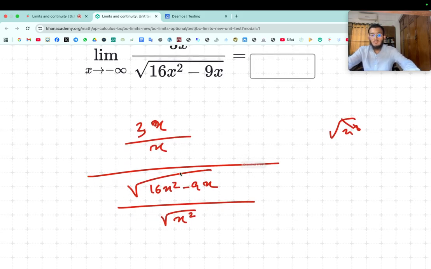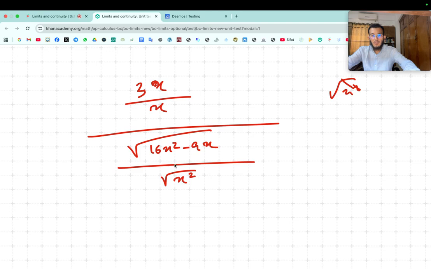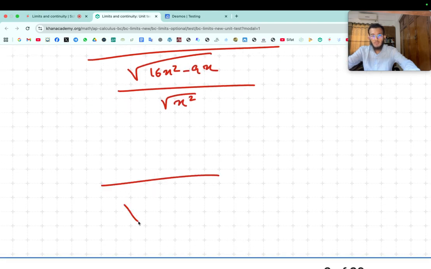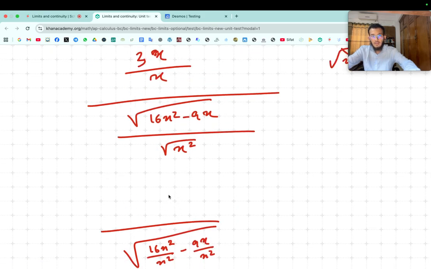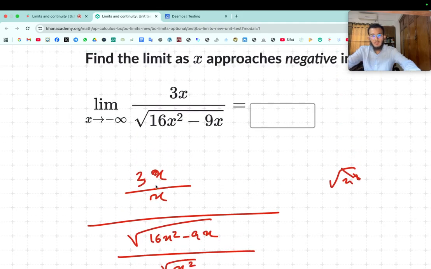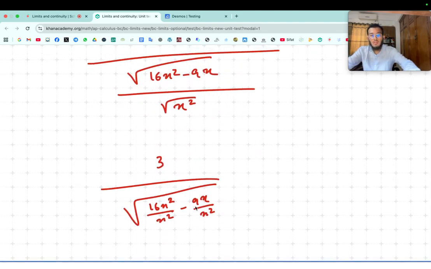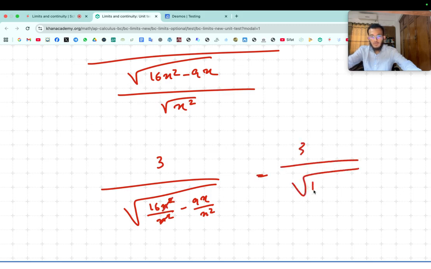3x divided by x is 3. Now what we can do is take the root common, so the root is common, and 16x squared can be divided by x squared, and 9x can be divided by x squared. The 16x squared and this x squared cancel out, so this ultimately becomes the root of 16, and we can cancel out one x here, so it's 9 over x.